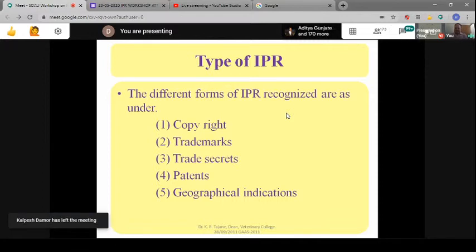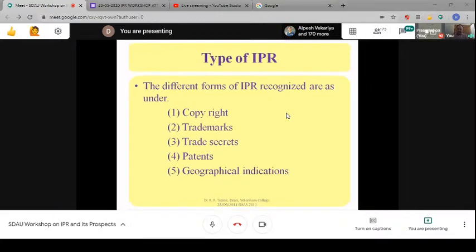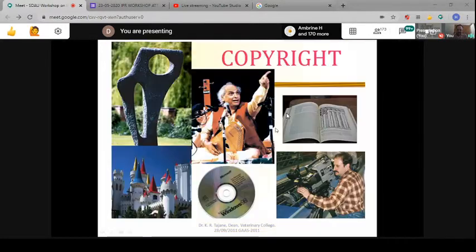If you pick up any good standard book, you will find a C symbol, which represents that the book is protected by copyright. So that is something everybody knows. Then trademarks, then trade secrets, then the fourth one is the patent, and geographical indication. So these are the different forms of intellectual property rights. Now let us have a brief introductory discussion on copyrights and trademarks.